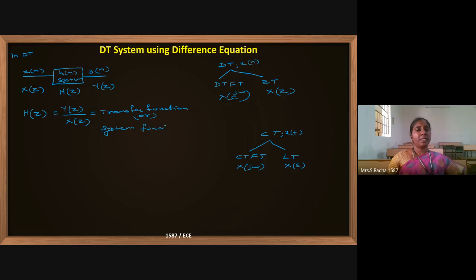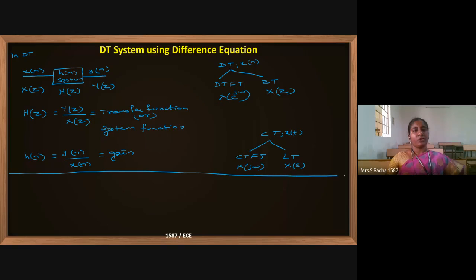This is in the frequency domain, as I told you: Y of z by X of z is frequency domain. If you write it in time domain, y of n by x of n, this is called gain. In time domain, it is called gain. In frequency domain, it is called transfer function.